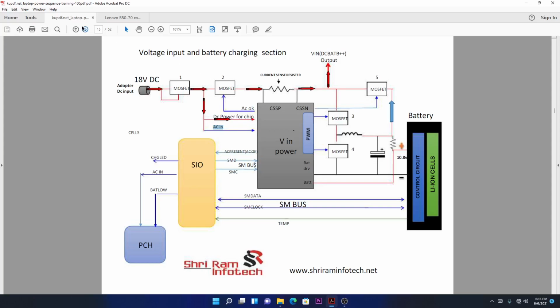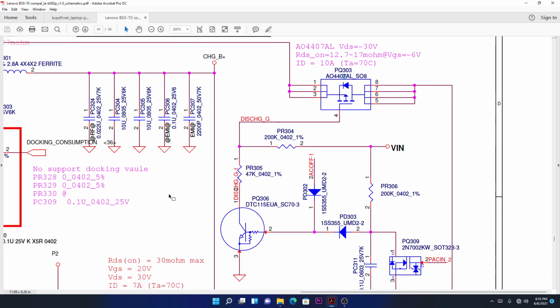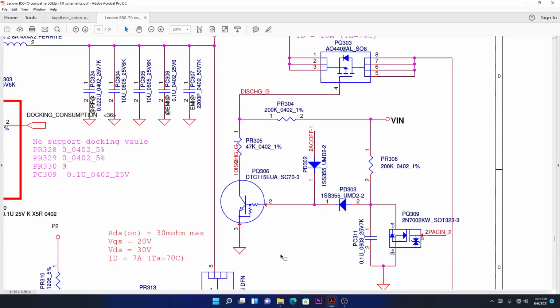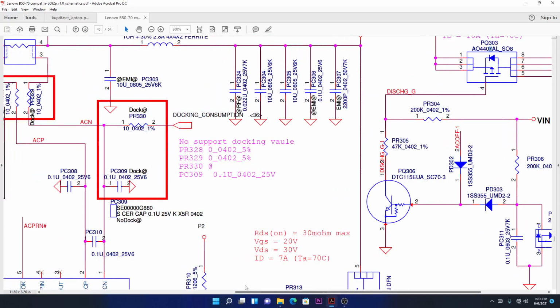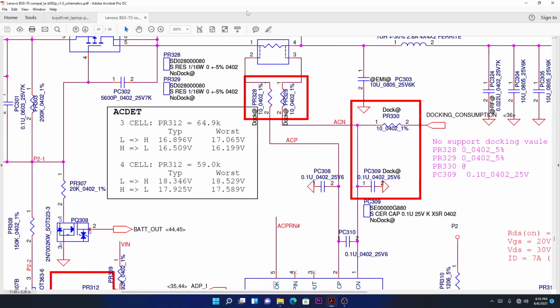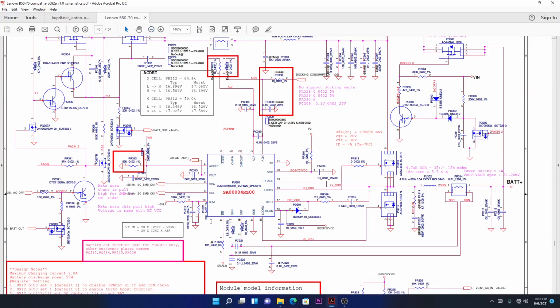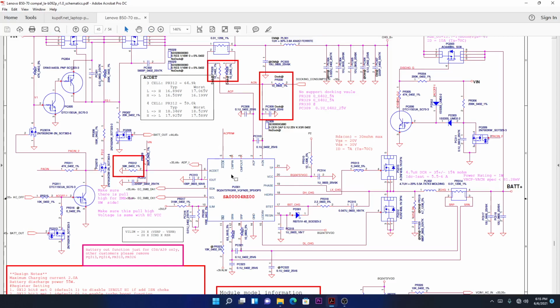Oh, it's simple. Let's go on this Lenovo. Remember, we have the Lenovo schematic open here. Let's see how the 19 volts is arranged, how it's separated here. This is the chip responsible for charging the battery. Let me zoom in. This is the other chip responsible for charging the battery.